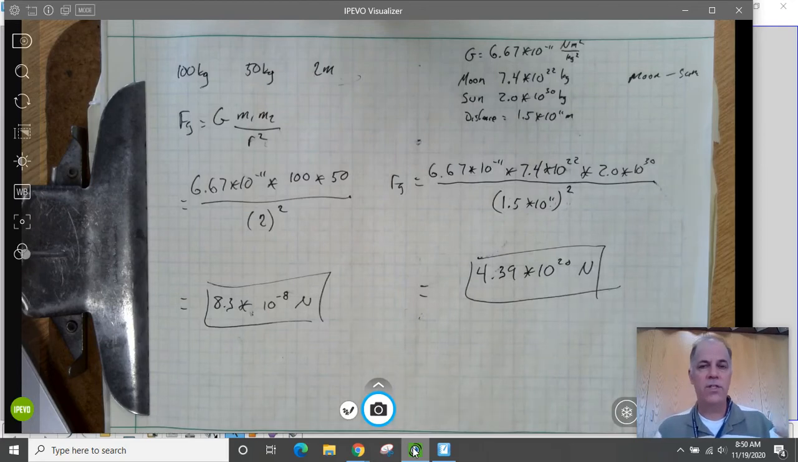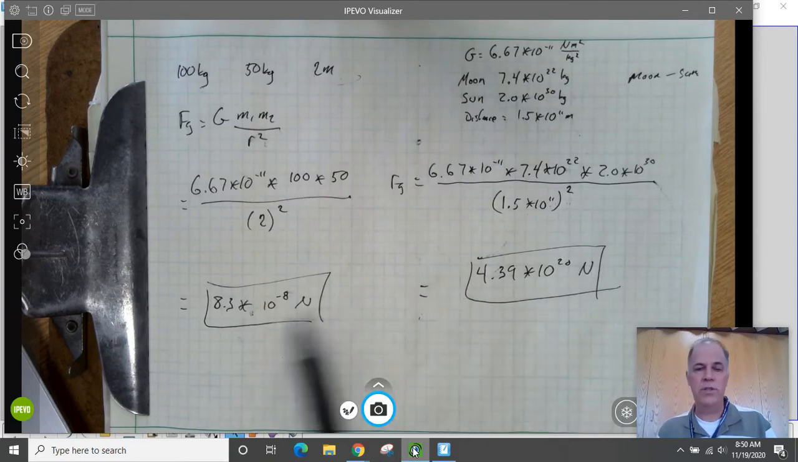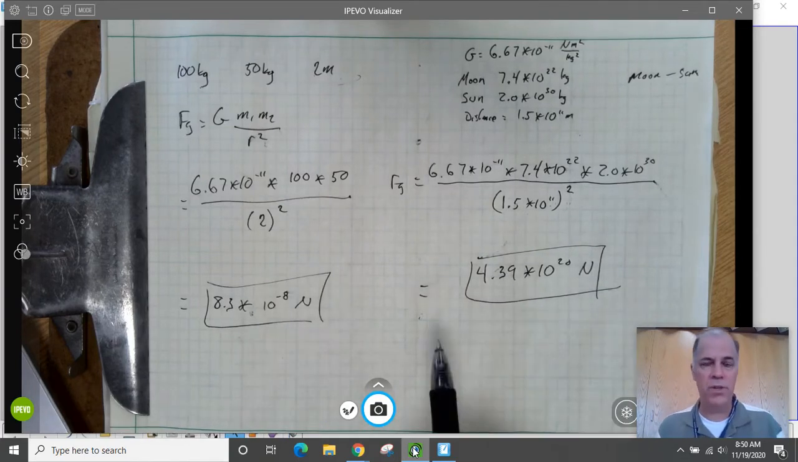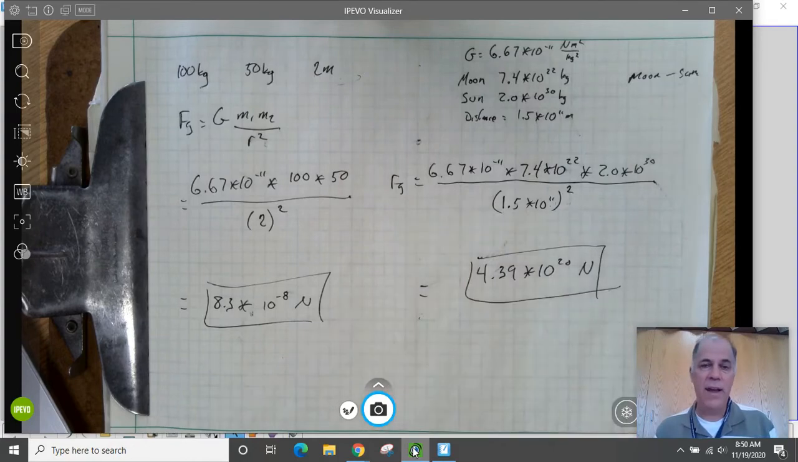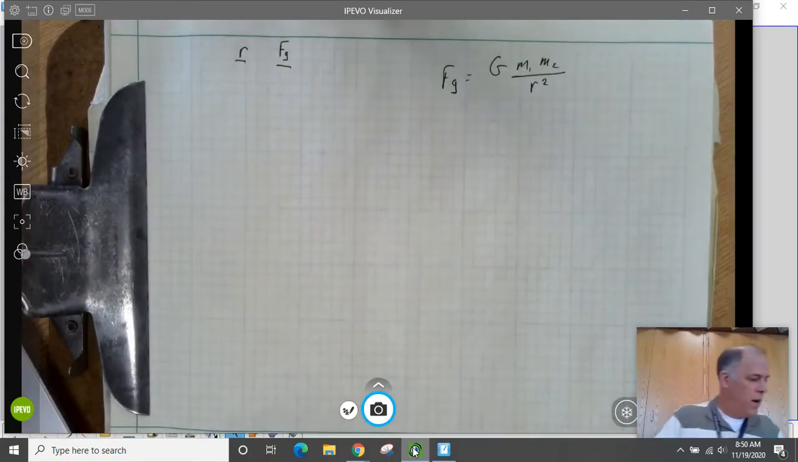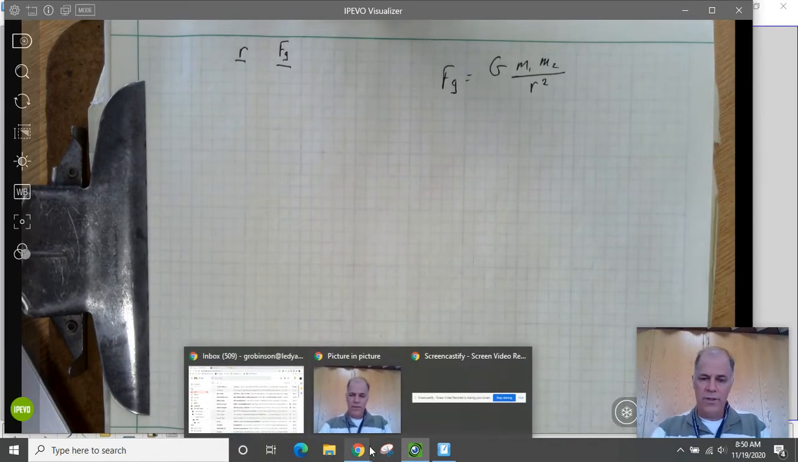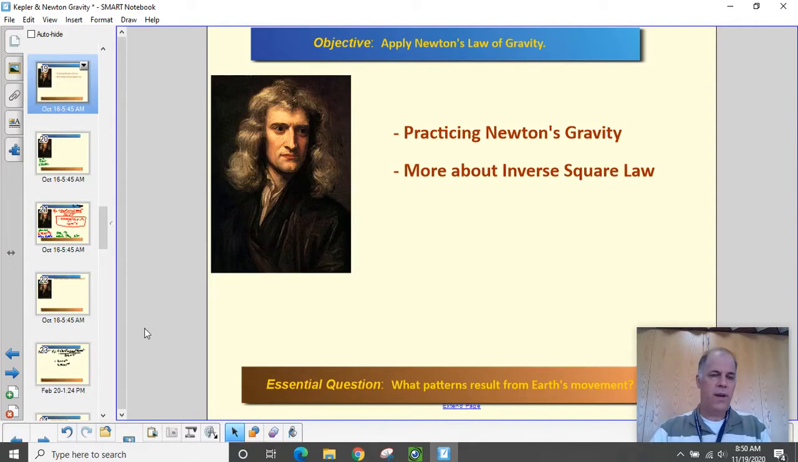My intention is that you can pause the video on the intermediate steps and make sure that you can get to these results. That's something you have to be able to do, and you just have to figure out how you can make your calculator do it. That's a little bit on Newton's gravity, practicing that. Now let's go back to this here.